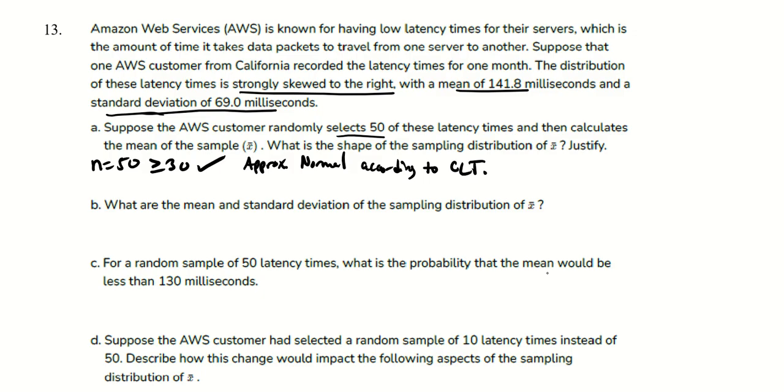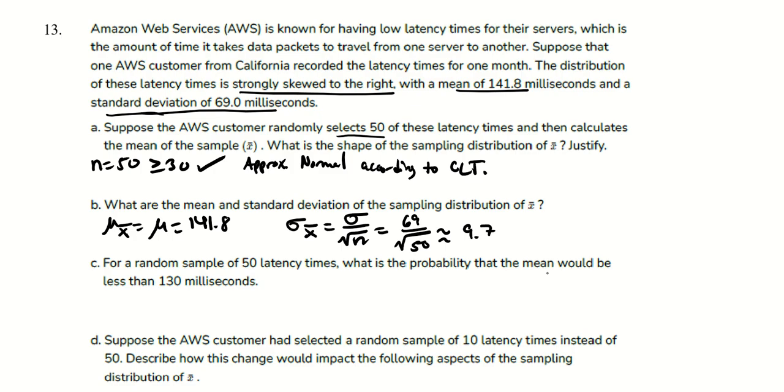What are the mean and standard deviation of the sampling distribution of x bar? Well, the mean is just the original mean, which is 141.8. And then the standard deviation, if it passes the 10% condition, can be given by 69 over the square root of n, which is 50. That's going to be about 9.76 milliseconds.